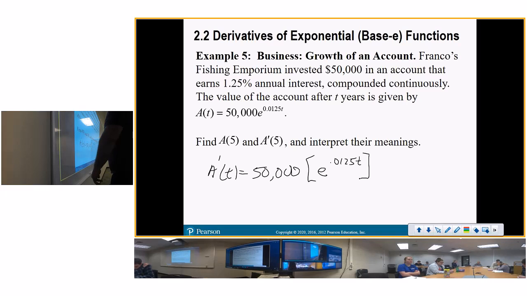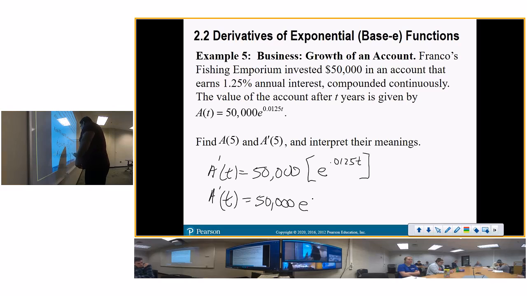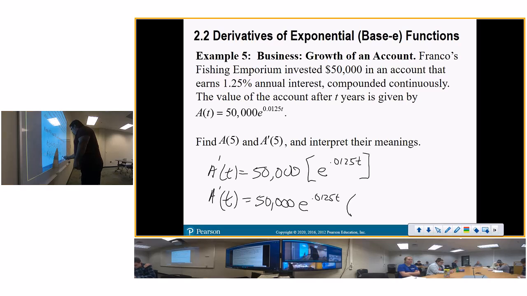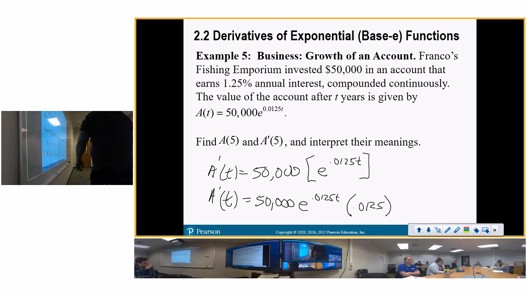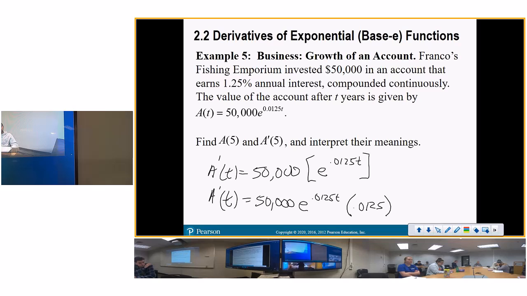And then I'm going to take the derivative of that. So that's going to be A prime of t is equal to 50,000 times e to the 0.0125t times 0.0125. And for those of you with calculators handy, take 0.0125 and multiply by 50,000 for me. What do you get?